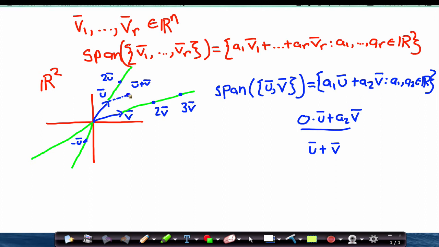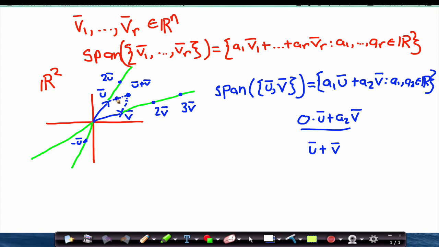Remember, I can also think about u plus v as I start at the head of v and I translate u over to the head of v. So that would be this dashed line here. All right, so we have the point u plus v. But actually, I claim that everything along these dashed lines is also going to be in the span, right? Because let's think about this point maybe here.